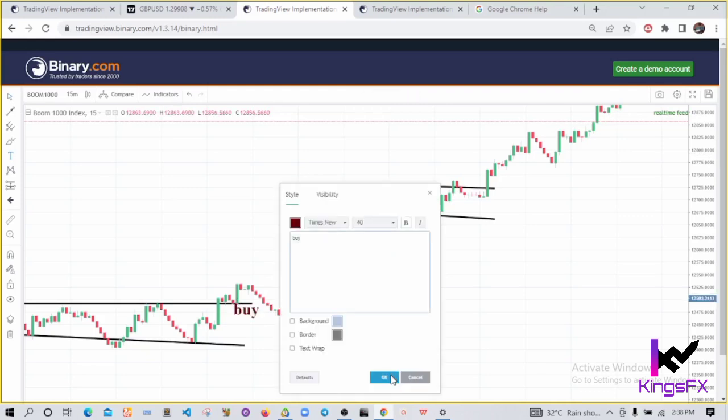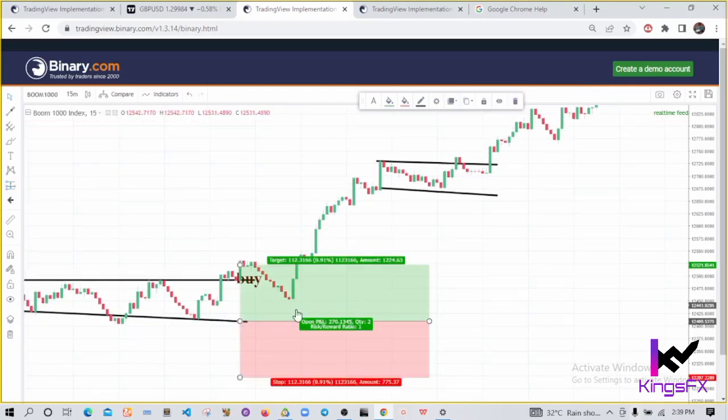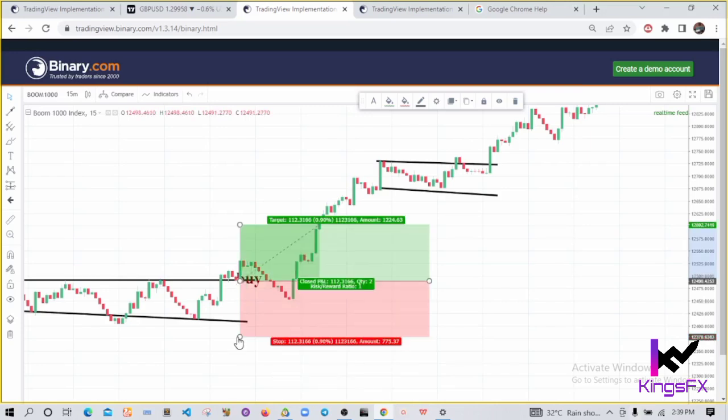So the question might be, where do we set our stop loss and take profit? Okay, now your stop loss should be below this support right there. Okay, your stop loss should be below the support. We are buying at this point. Our stop loss should be a bit below our support. Okay, our stop loss should be here.